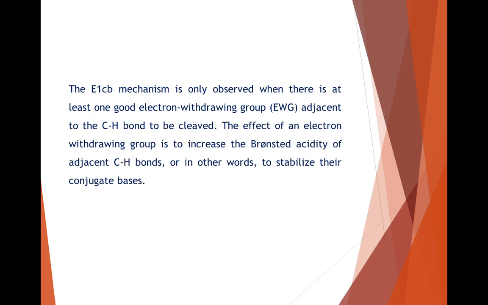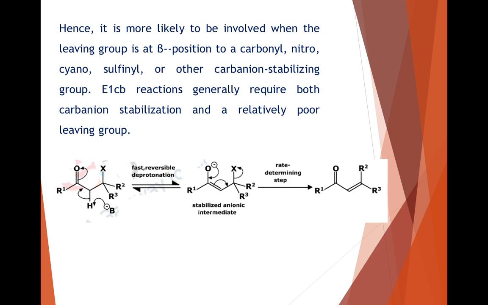The E1CB mechanism is only observed when there is at least one good electron withdrawing group adjacent to the carbon-hydrogen bond to be cleaved. The effect of an electron withdrawing group is to increase the Bronsted acidity of the adjacent CH bonds, or in other words, to stabilize their conjugate bases. Hence, it is more likely to be involved when the leaving group is at the beta position to a carbonyl, nitro, cyano, sulfonyl or other carbanion stabilized groups.